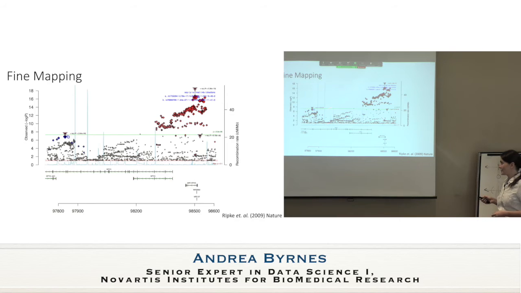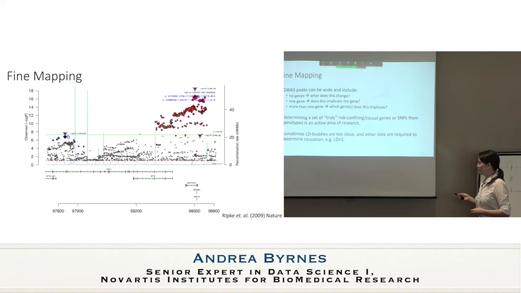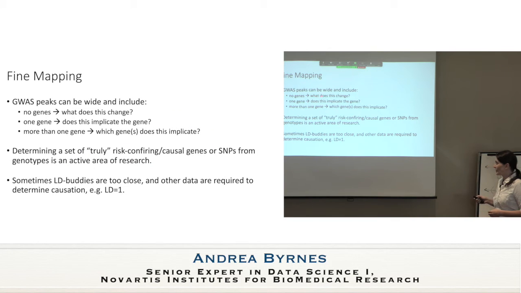Fine mapping is what comes after you make this picture. A whole bunch of SNPs are associated. Which ones do we follow up on? GWAS peaks can be wide. They may include no genes, and then you want to ask, what does this change or why? With one gene, the obvious question is, have we implicated this gene, or is it just a proximal relationship? With more than one gene, you have the problem of deciding which gene you think is implicated.